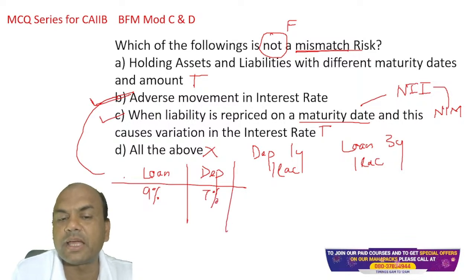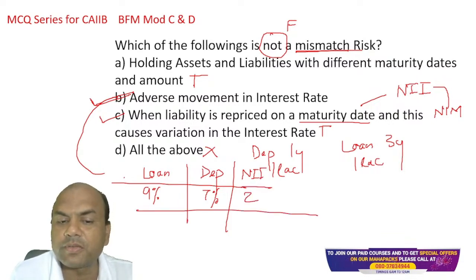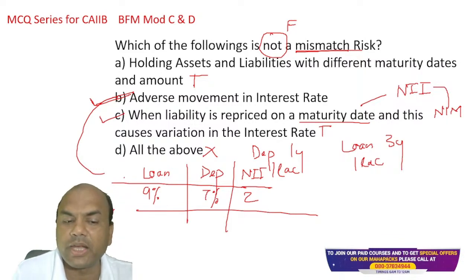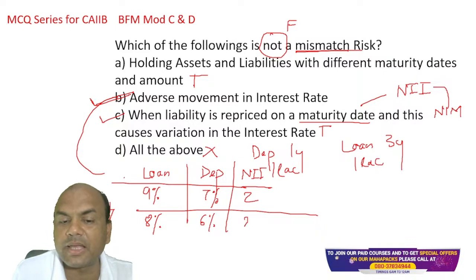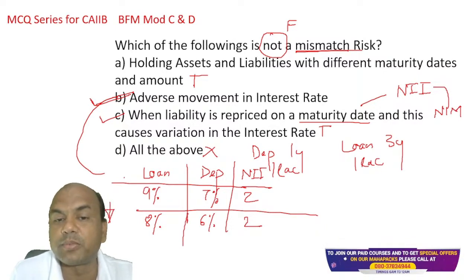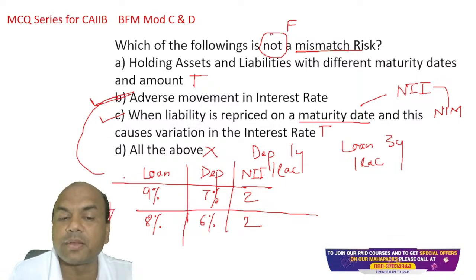Then what is my NII, net interest income? My NII is 2%. 9 minus 7, 2%. Now imagine both of them go down. Both of them decrease. So both of them become what? 8% and this becomes 6%. Same proportion. Then also my NII is 2. So that's why it is said over here, adverse movement of the interest rates is not a mismatch risk because it is happening in both of them.